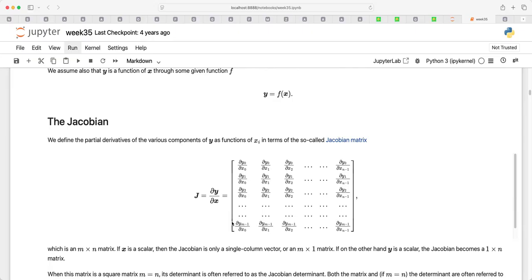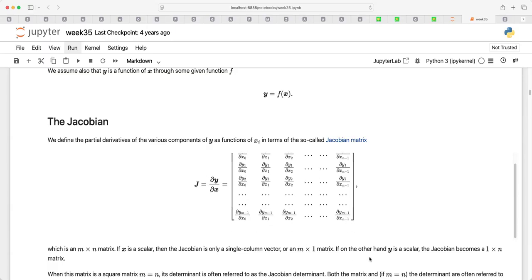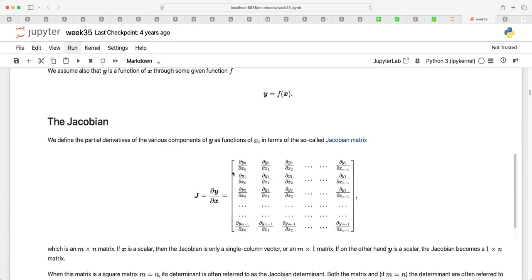And if x is a scalar, you would just be left with this column here. So the Jacobian is a single column vector, simply an m times 1 matrix. Because if x is a scalar, you don't have these derivatives here; you simply have this column. And if y is a scalar and x is a vector, then the Jacobian is simply given by this row here. Does that ring a bell, everybody? Have you seen this in some of the math courses you've taken?